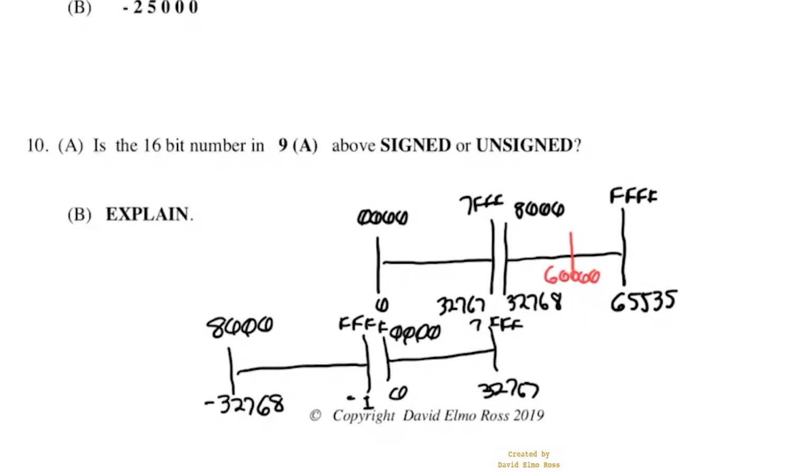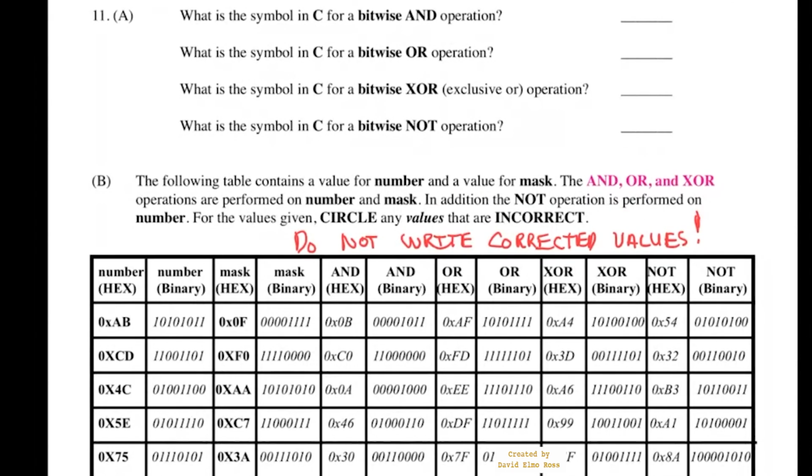Now, if I said some negative number, is it signed or unsigned? It'd have to be signed, because no negative numbers exist in the unsigned line. If I said it's some number like 20,000, you couldn't say whether it's signed or unsigned, because 20,000 exists in both number systems. What is the symbol in C for AND, OR, or an exclusive OR? And NOT is not an exclamation mark. Okay, I'm telling you that. It's different. It's a little thing called tilde, or a little squiggly thing.